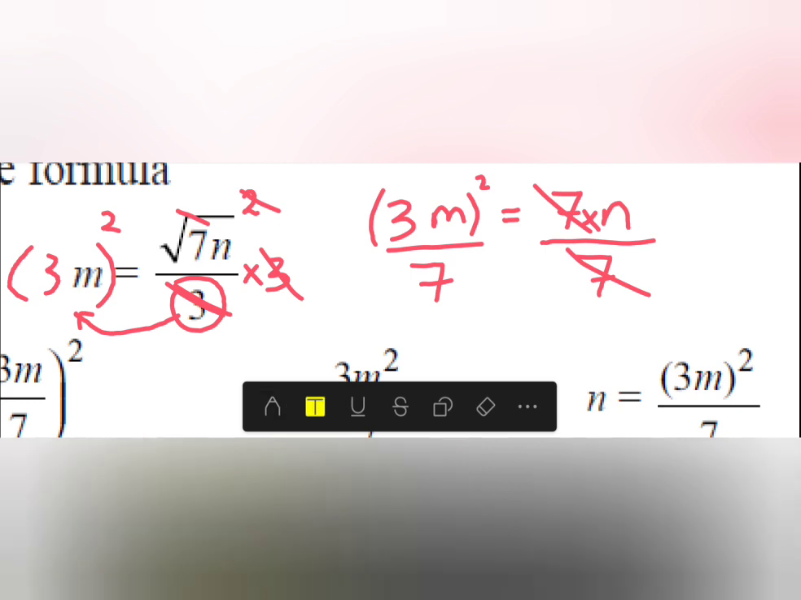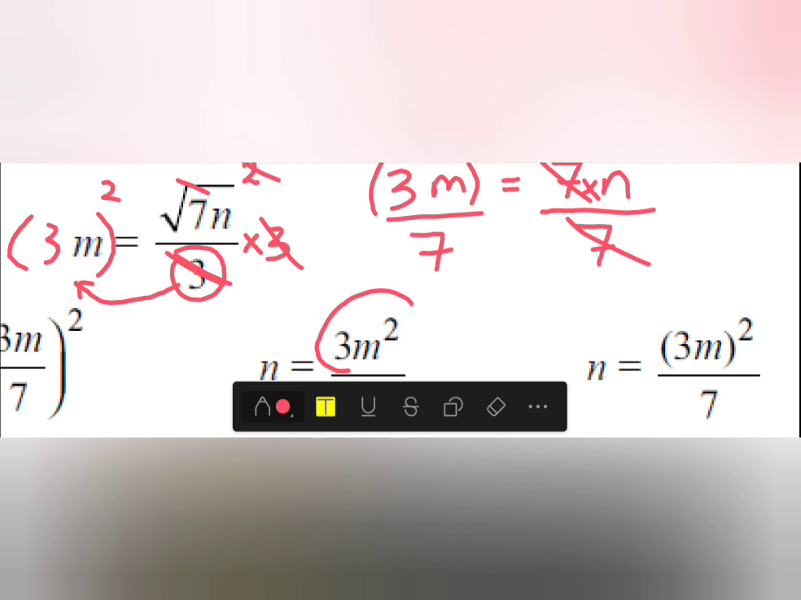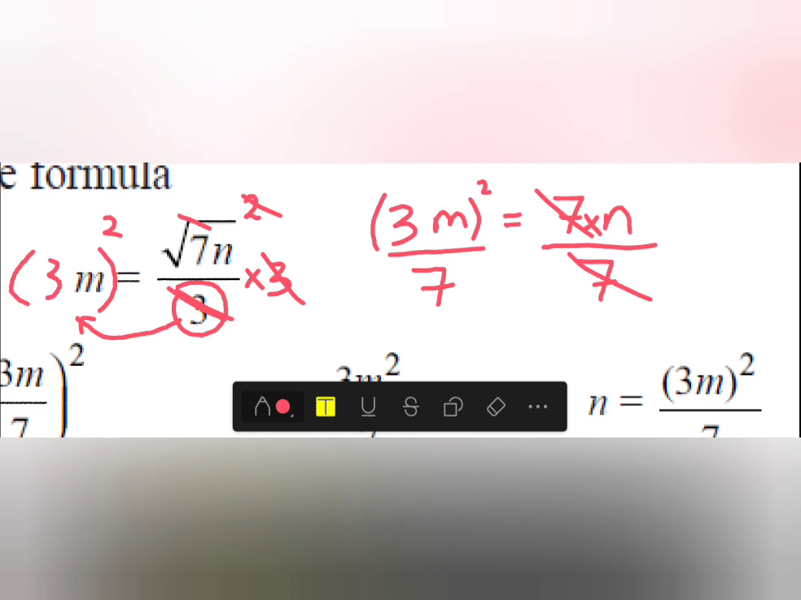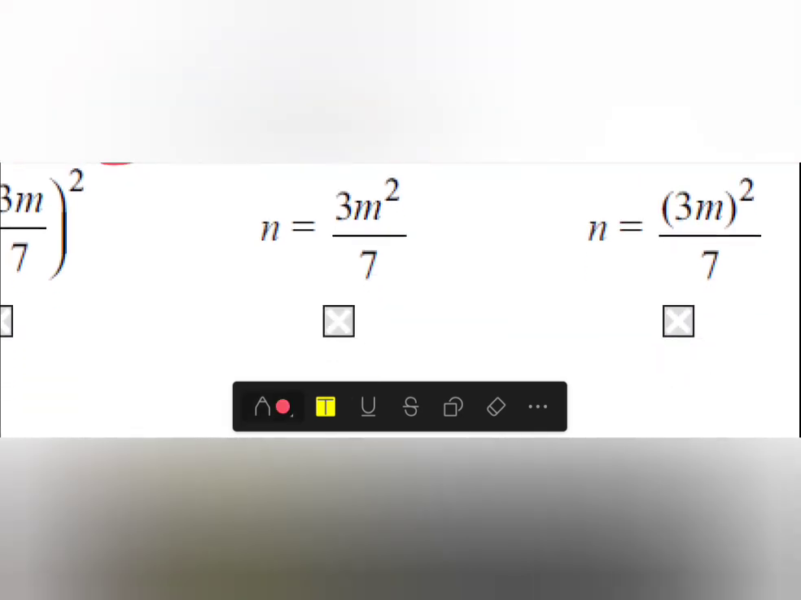And remember this. When you look at these answers, you'll find that this is 3m squared, and this is 3m all squared. The difference is the bracket, but they don't have the same value. Remember this when I squared the whole thing, I need brackets to put the square on the whole side. So the answer will be this one. 3m all squared divided by 7.